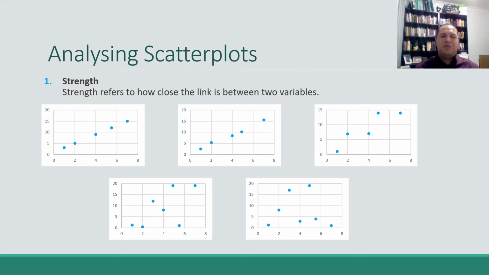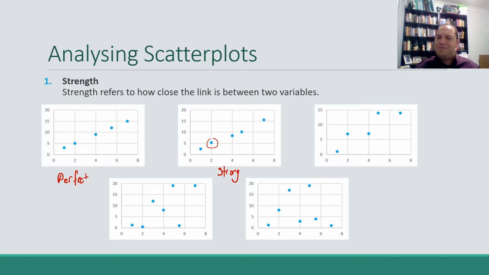All right, so strength refers to how close the link is between two variables, and there are a few different words we can use to describe that. This first one, for example, is a perfect straight line, so we can call that one perfect. This second one is not quite a straight line, and this one here maybe looks a little bit out of place, but it's still basically a straight line. So we'll call this one strong.